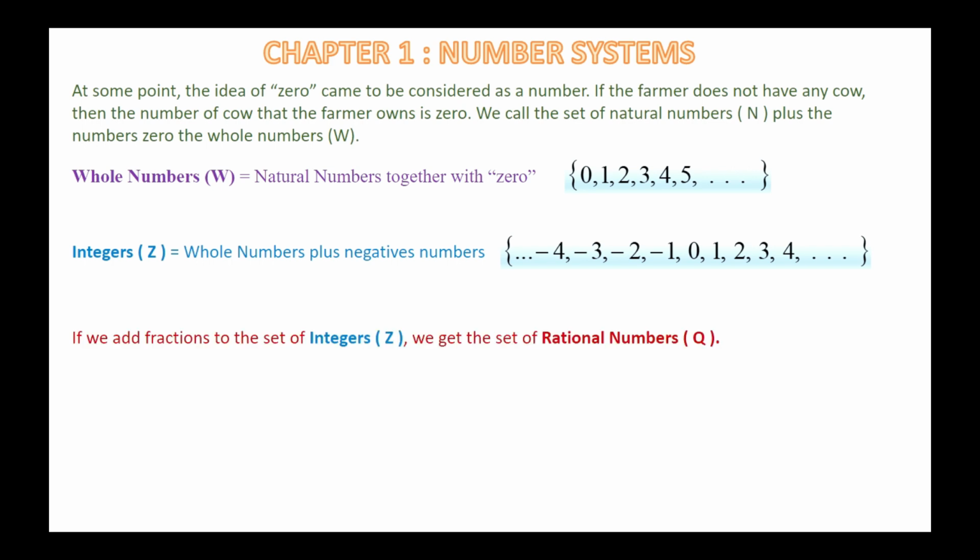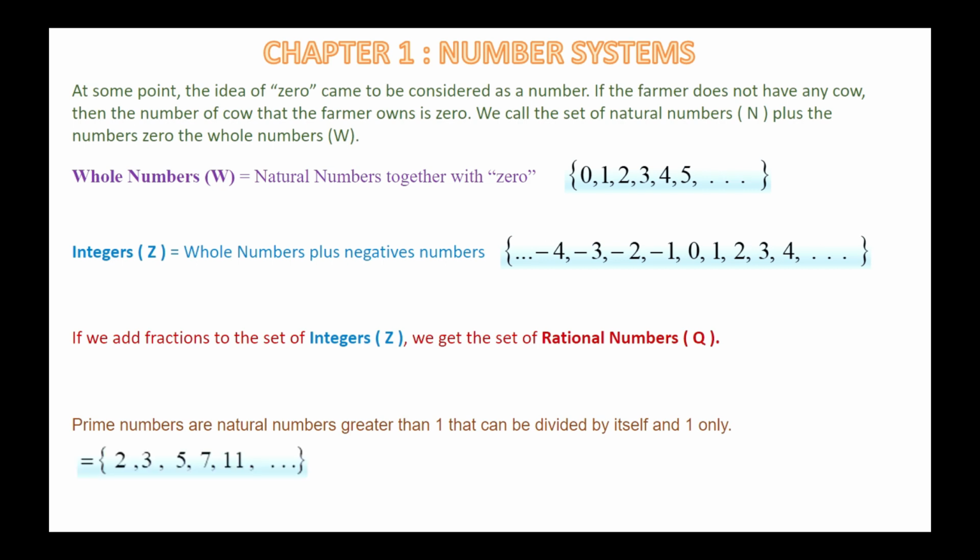If we add fractions to the set of integers, we get the set of rational numbers. Prime numbers are natural numbers greater than 1 that can be divided by itself and 1 only. For example, 2, 3, 5, 7, 11 and other numbers.